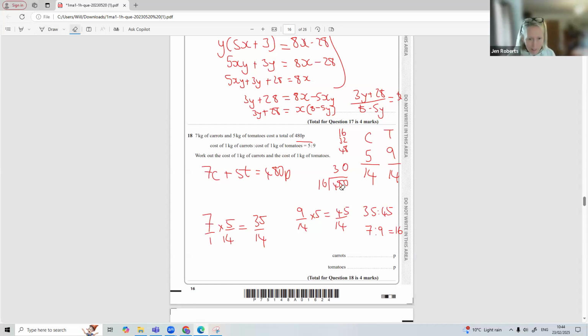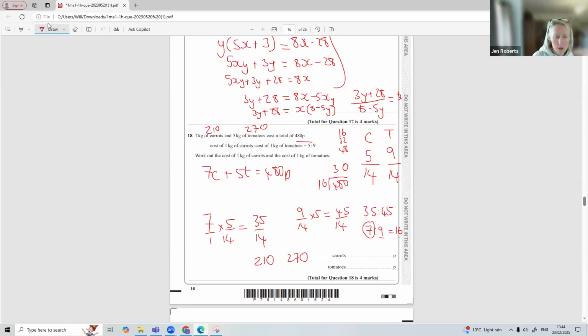So 480 divided by 16 is 30. That's 1 part, isn't it? So 1 part we've worked out is worth 30. So we've got 7 parts here in our ratio. So 7 times 30 is 210. And 9 times 30 is 270. So can you see that's the total cost of my carrots here? And that's the total cost of my tomatoes.